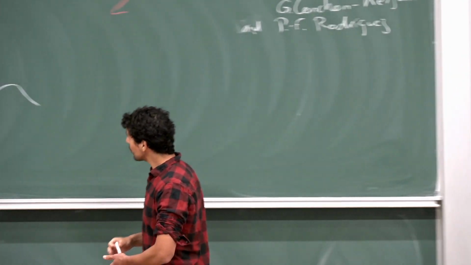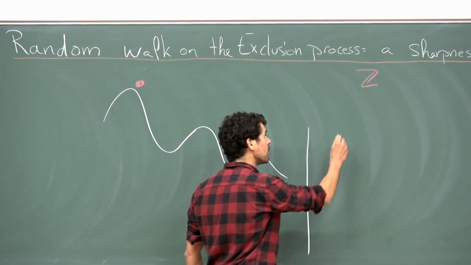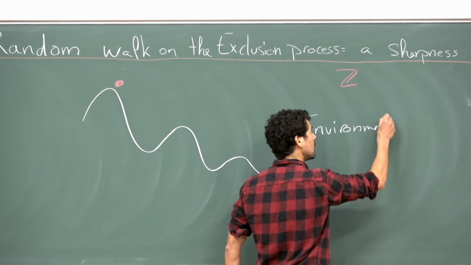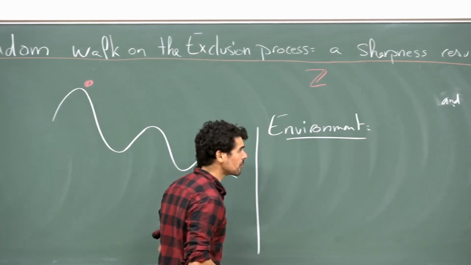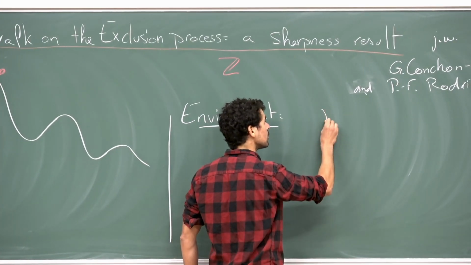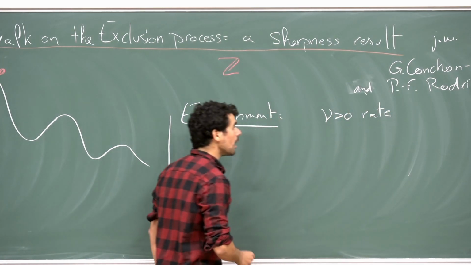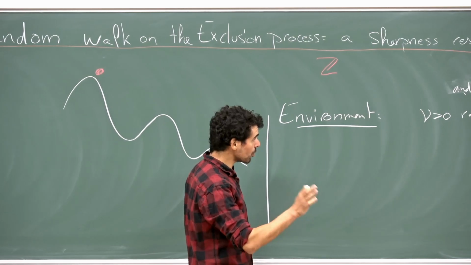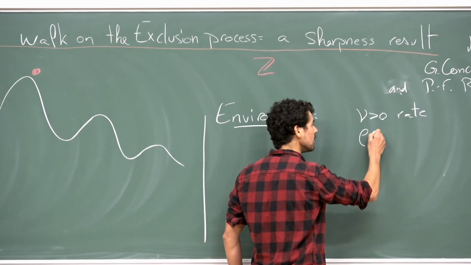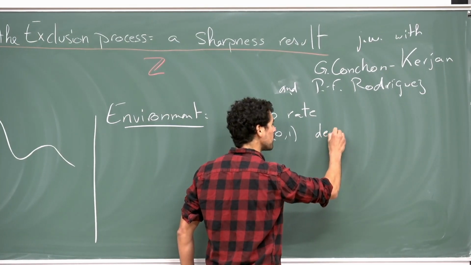All right, so I'm going to define the model now. First I'm going to define the environment. That's the exclusion process. I'm going to need a couple of parameters. I need the rate mu. That's my first parameter, and it's going to be fixed for the whole talk, so you can fix it in your head and that's it. And there will be a density, rho, which will be more crucial in this talk. I'm going to play a lot with the density.